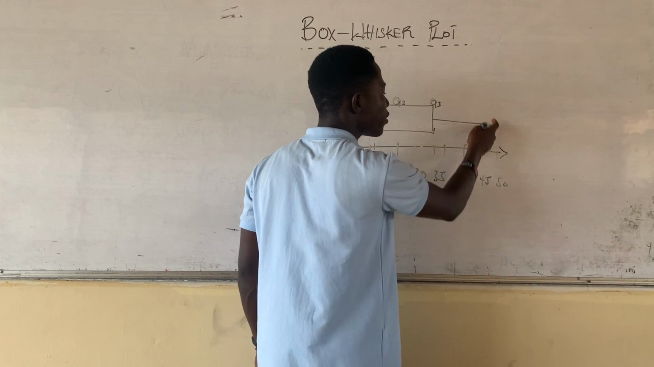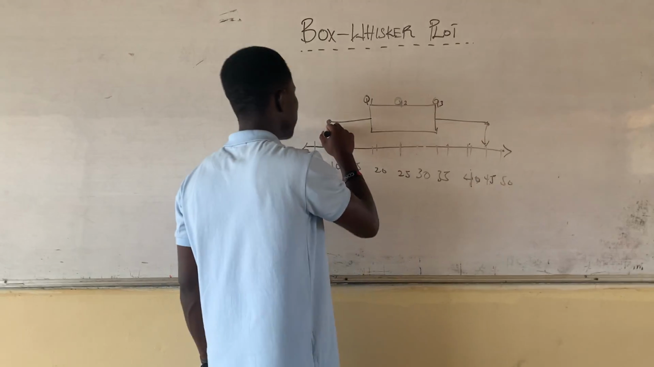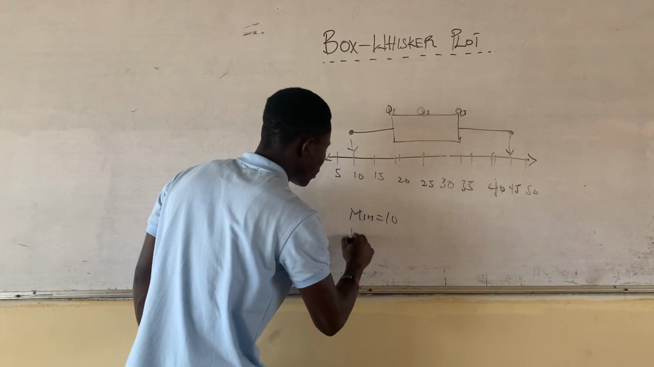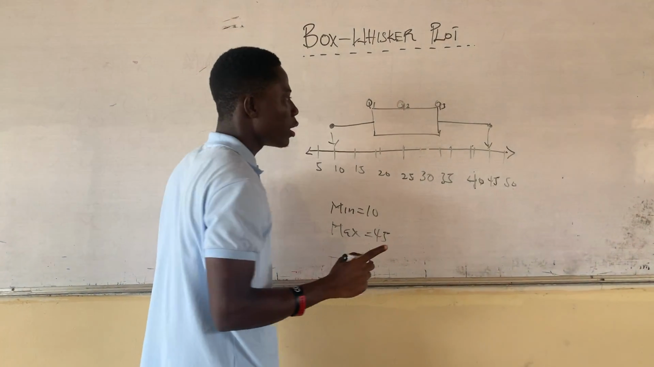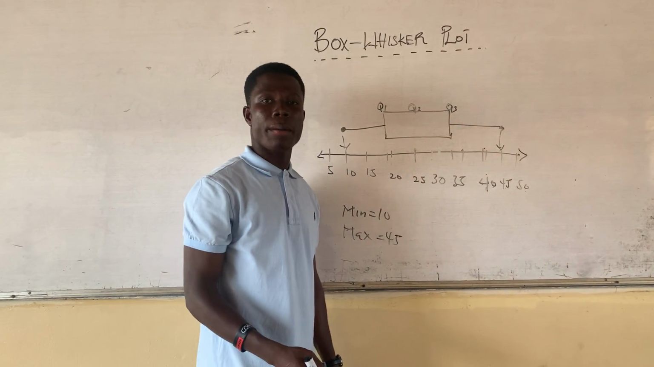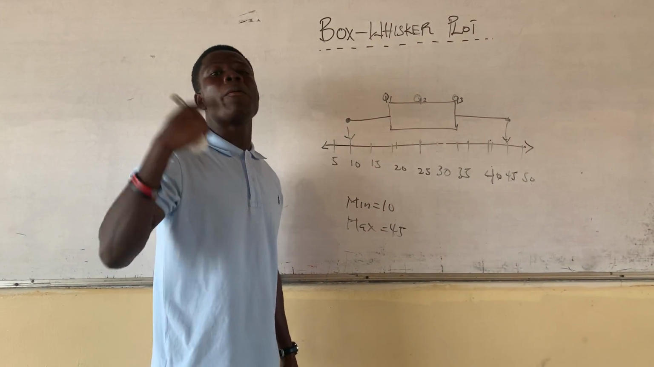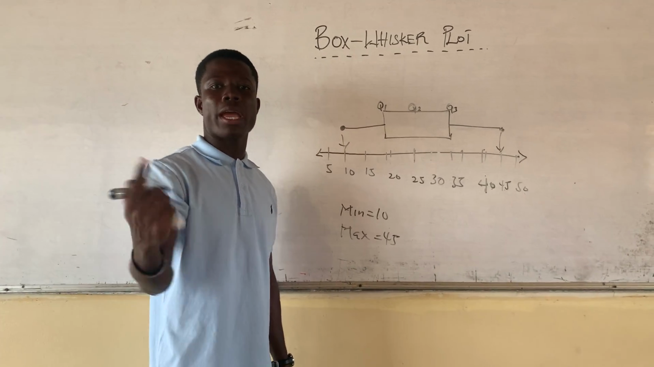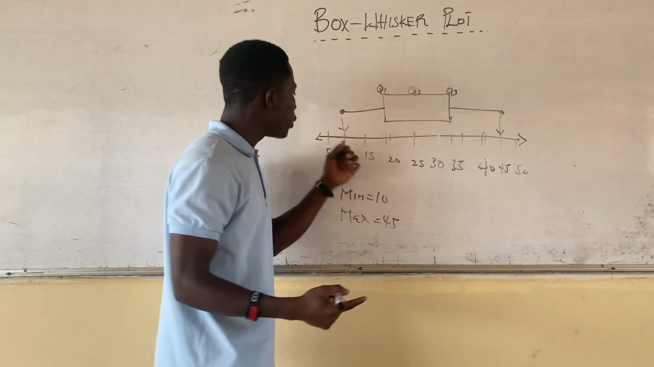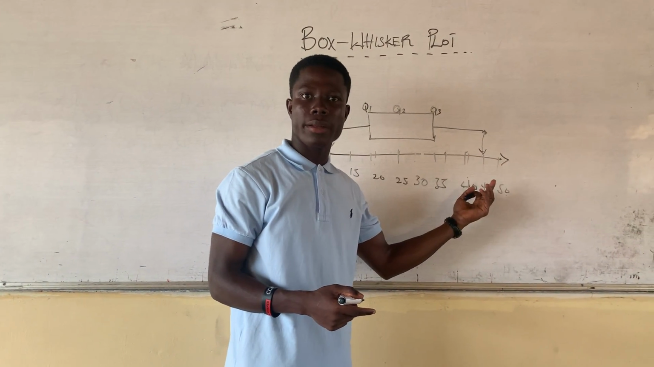So in this scenario, 45 is beneath the whisker. So 45 becomes my maximum number. Please, 50 is not our maximum number and 5 is not our minimum number. I'm repeating myself: we use the whiskers to identify both the minimum and maximum numbers. So 10 is our minimum number, whereas 45 is our maximum number.